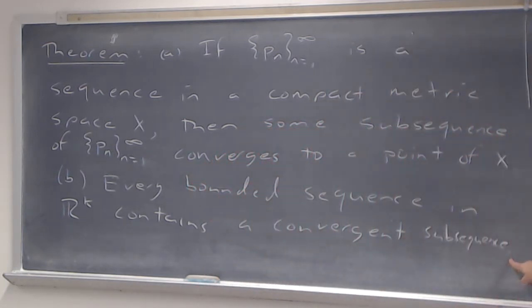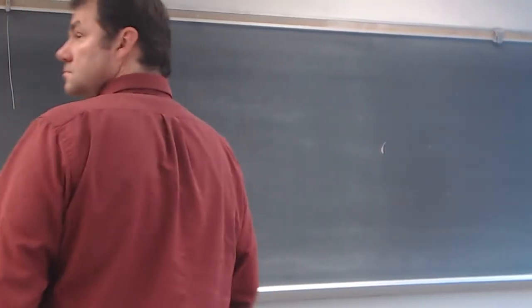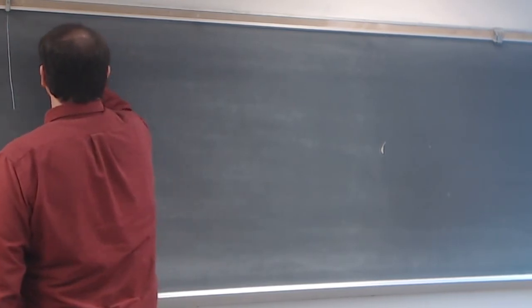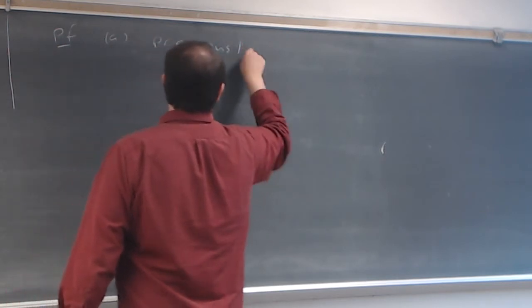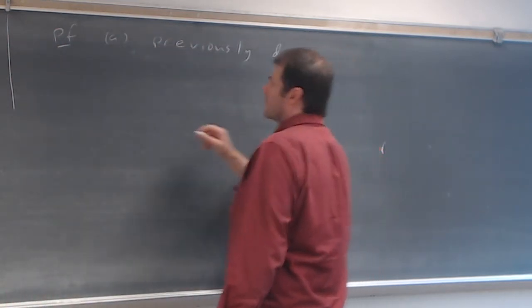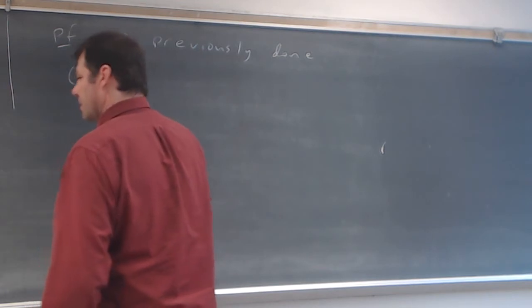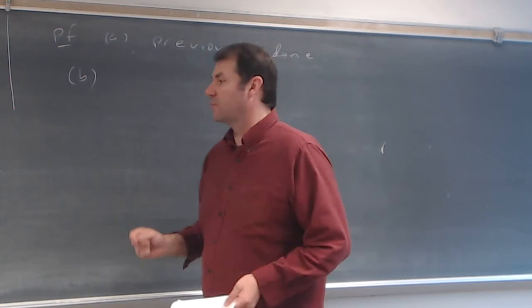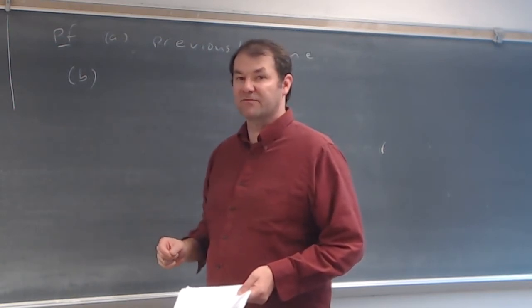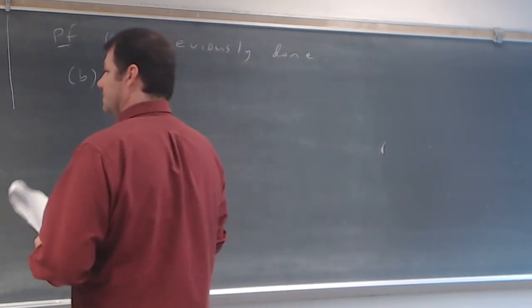Okay. So that was the theorem we were working on. And for the proof, we had done part A. So we're on to part B, and what we want to do is prove that every bounded sequence in R^k contains a convergent subsequence.